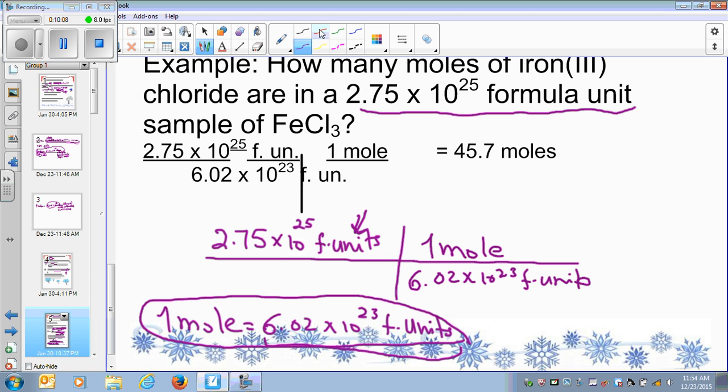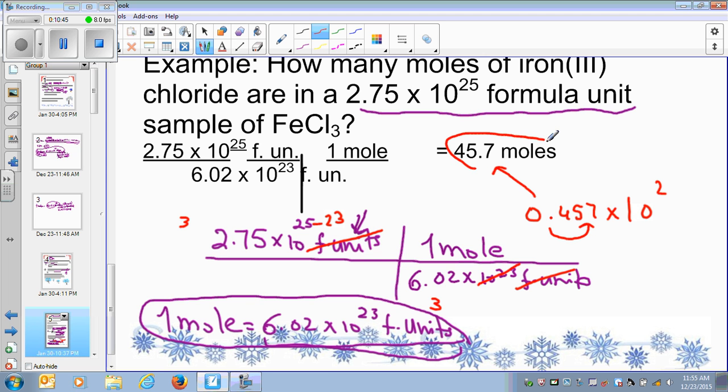Once I do that, my formula units get cancelled, because it's the same unit, and 25 minus 23, so that takes care of this part. I don't plug this into the calculator. 25 minus 23 is 10 to the power 2. Now I am going to divide the two numbers. When I divide the two numbers, I have 3 significant digits here, 3 significant digits here. My answer is going to be 0.457. I have 10 to the power 2, so I move my decimal point to here, and that gives me 45.7 moles. It's 3 significant digits, and this is how you do it.